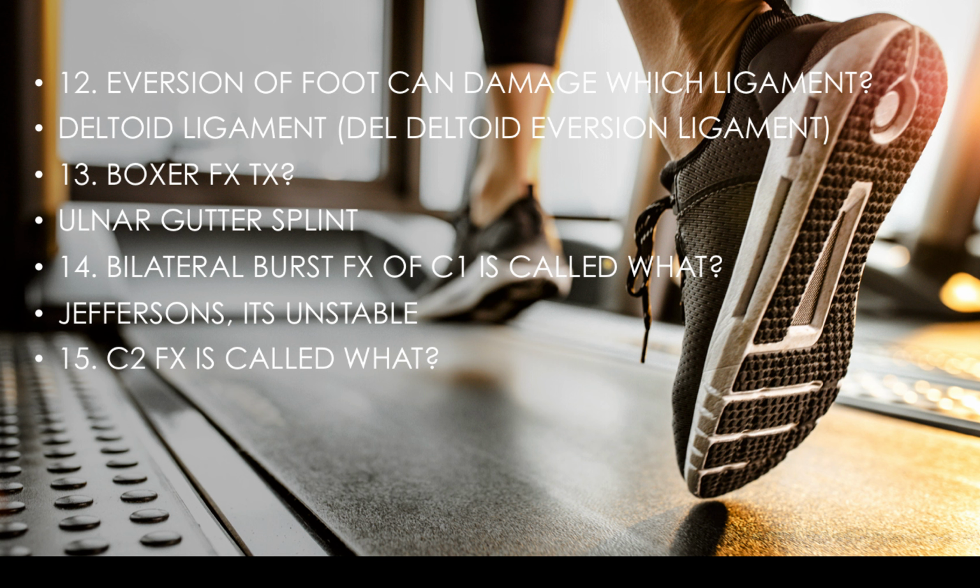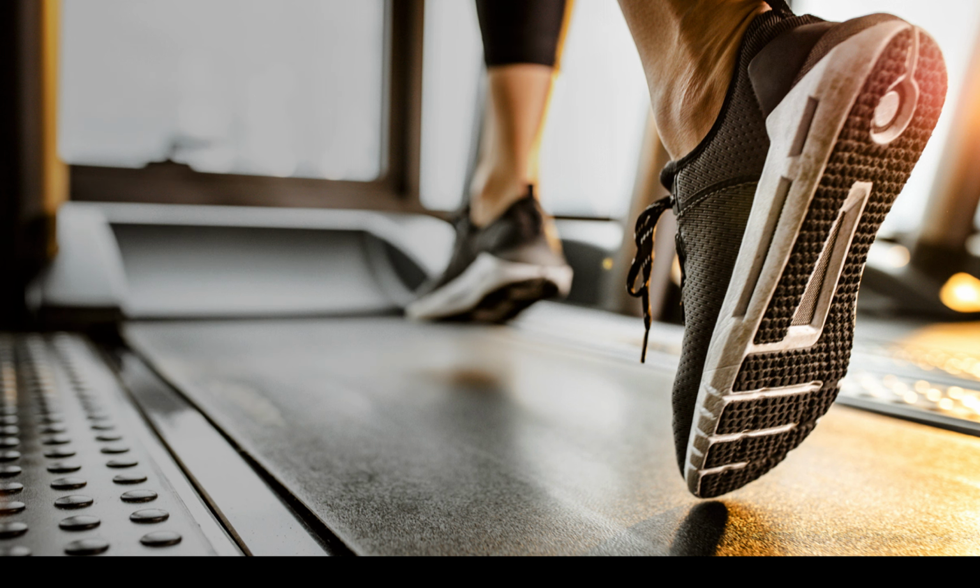C2 fracture is called what? C2 fracture is called the hangman fracture. So C1, Jefferson, C2, hangman fracture. It's associated in the past with people hanging, they would break their C2, so that's where the name comes from, C2 hangman fracture.